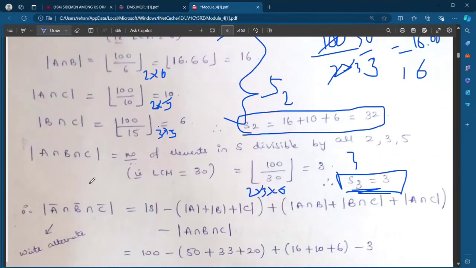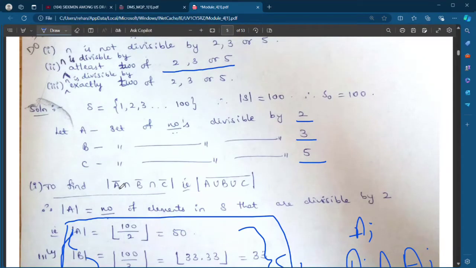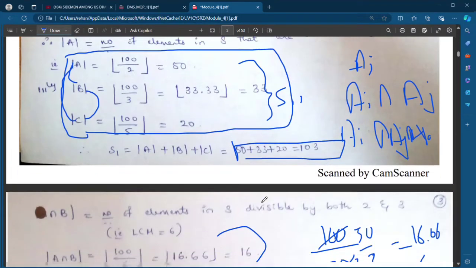Okay, first thing, let us solve the first question. Now we will be solving the first question. So to find A complement intersection B complement intersection C complement, that is A union B union C, the whole complement. So first I have to find A union B union C, then I will take the complement. So if I take the complement, that is nothing but mod S minus mod of A union B union C, which is nothing but mod S minus S1 plus S2 minus S3, that you will do.